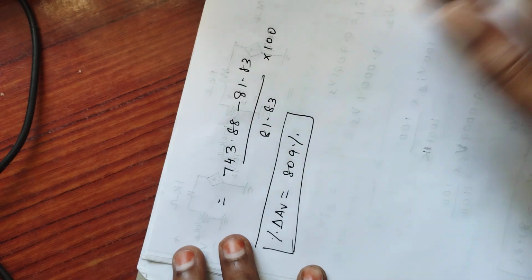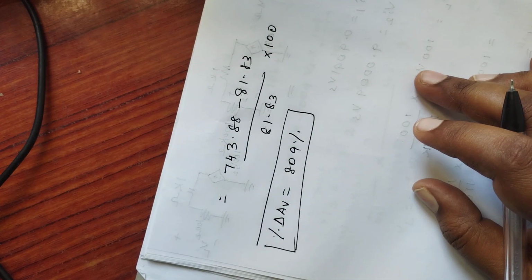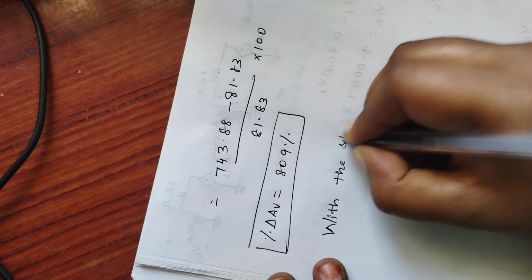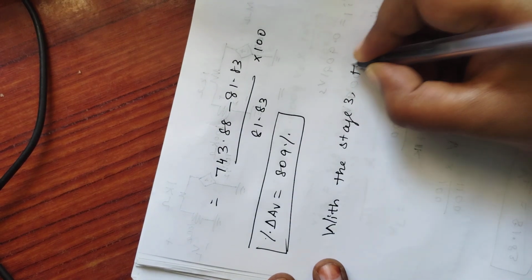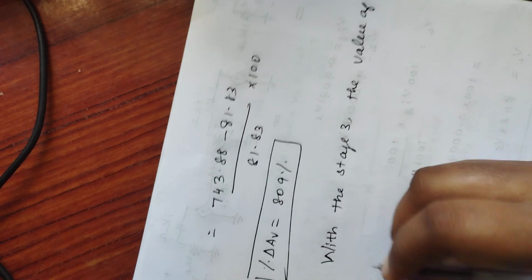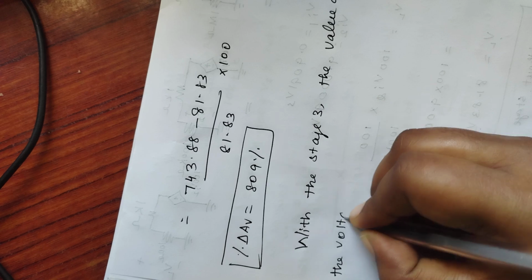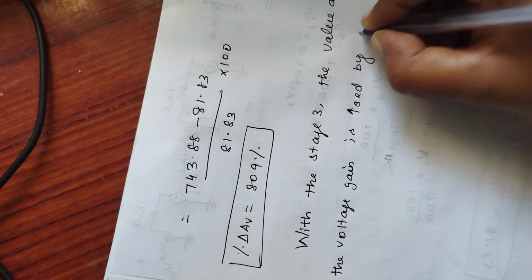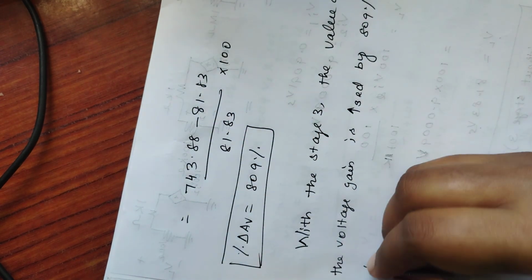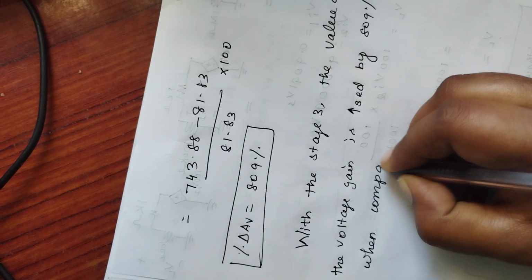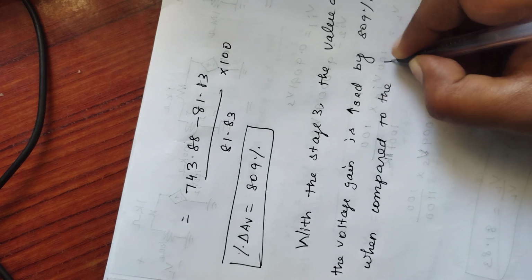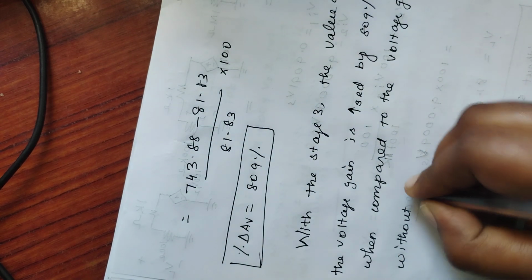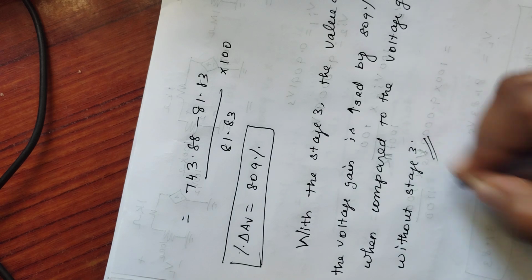That indicates the conclusion and also the importance. Okay, what we can write is, with stage 3, the value of the voltage gain is increased by 809 percentage when compared to the voltage gain without stage 3. So this is the importance of stage 3.